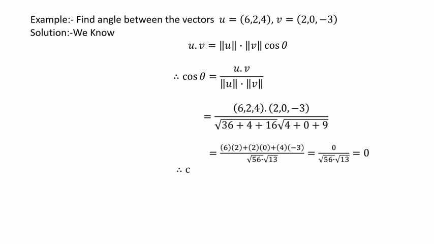that is 0. Therefore the value of cos theta is equal to 0, or you can say theta is equal to cos inverse of 0, and we know cos inverse of 0 is pi by 2 or 90 degrees. So it's a very simple example.